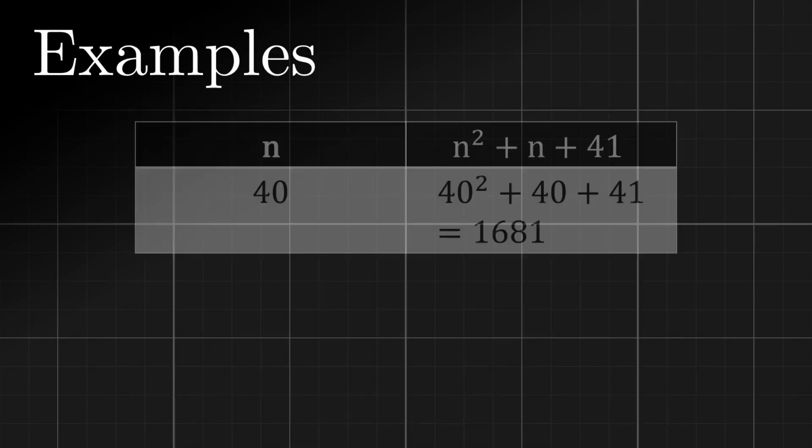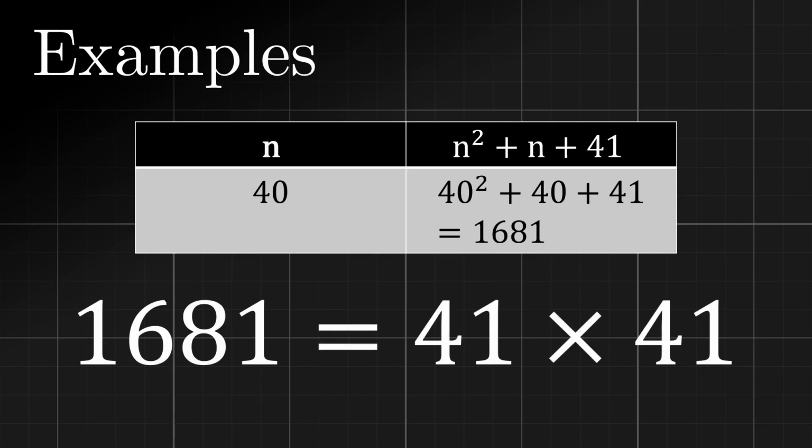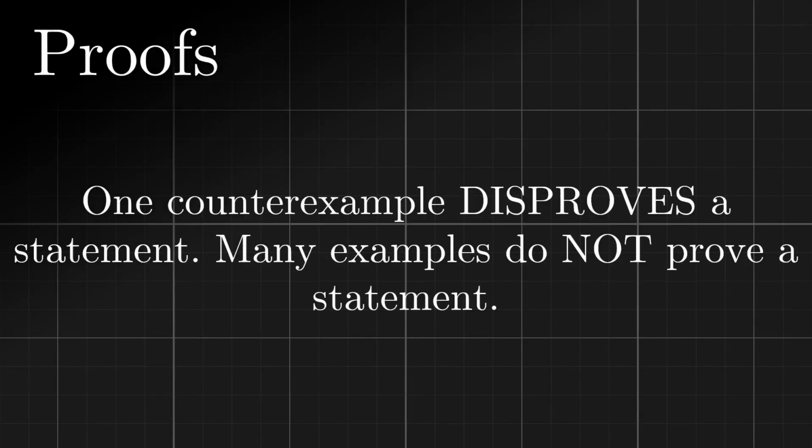Let's test n is equal to 40. We get 40 squared plus 40 plus 41 is equal to 1600 plus 40 plus 41. That's 1681. Now 1681 happens to be 41 times 41, and is therefore definitely not prime. This single instance, n is equal to 40, where the statement fails, is called a counterexample. And unlike examples for proving, a single counterexample is enough to disprove a statement entirely. If a statement claims something is true for all cases, finding just one case where it's false breaks the whole claim.